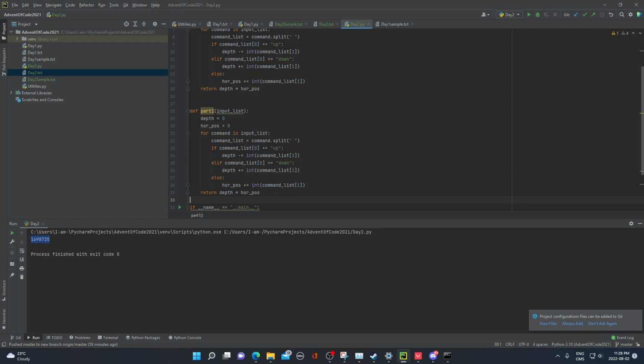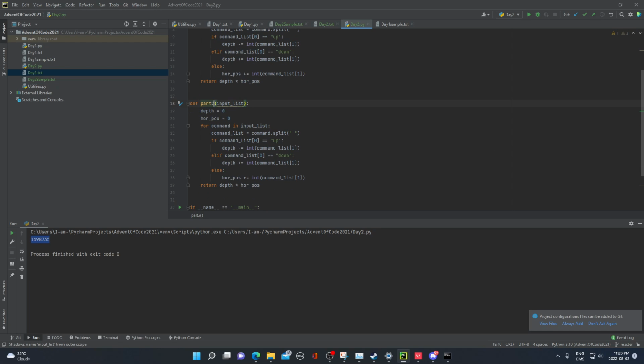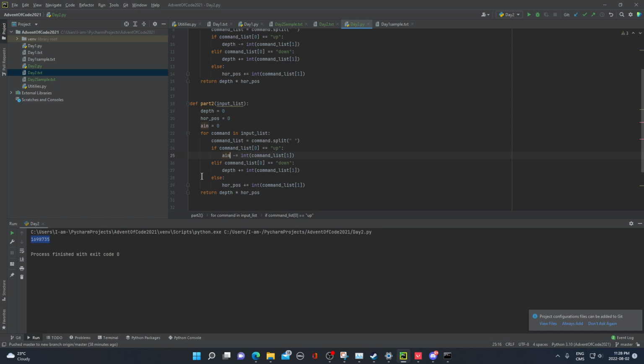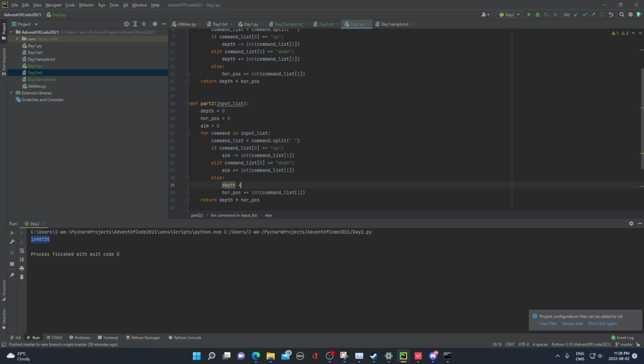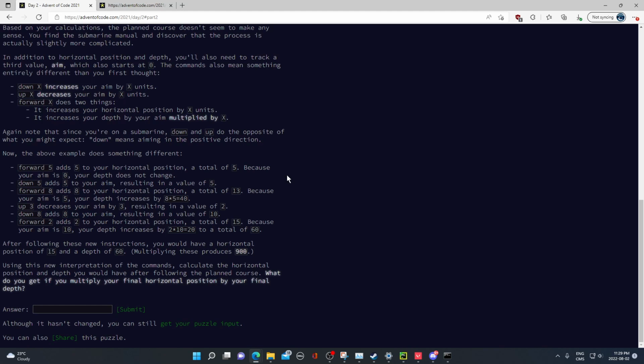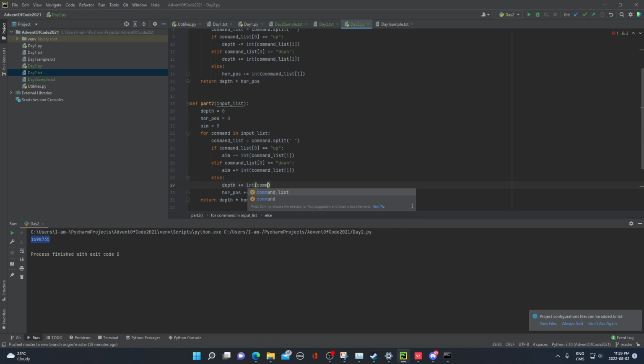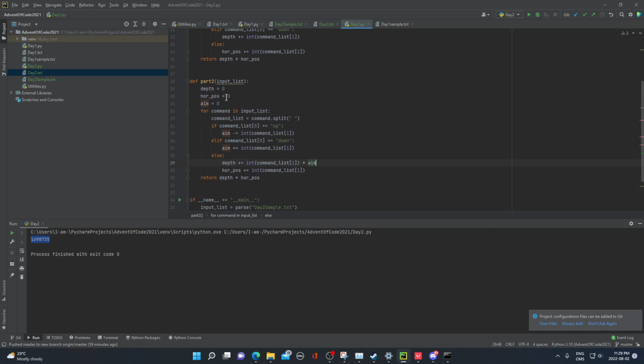Okay, let's get ready for part 2. So there's depth, there's horizontal position, there's also a value called aim. Great. So it's up and down. So instead of depth, it's aim. And forward increases the horizontal position by the value, and it increases your depth by aim multiplied by x. X multiplied by aim is the same thing if you know your math. And we return this. Great.